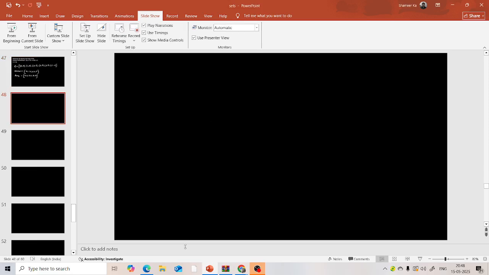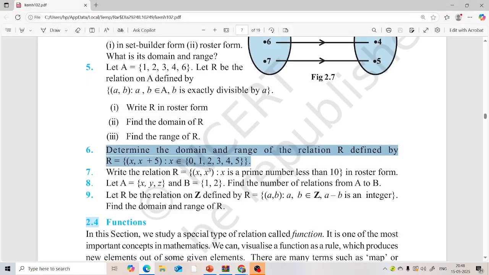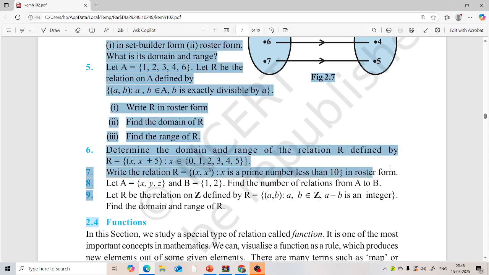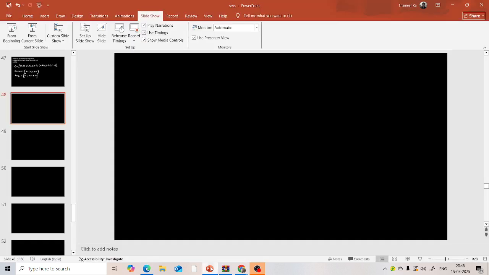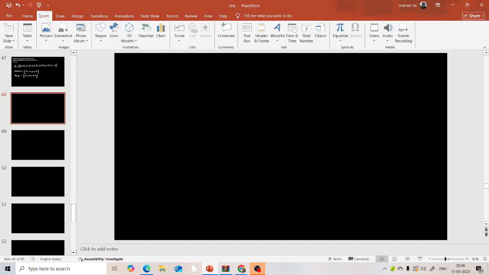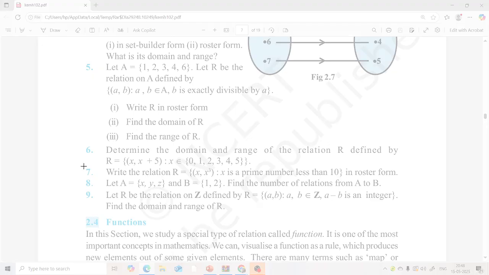So then the next is... seven will be homework for you. Oh sorry, I will discuss 7 and 8, don't worry. Let me select all these 7, 8, 9 together. Only these three questions are remaining.